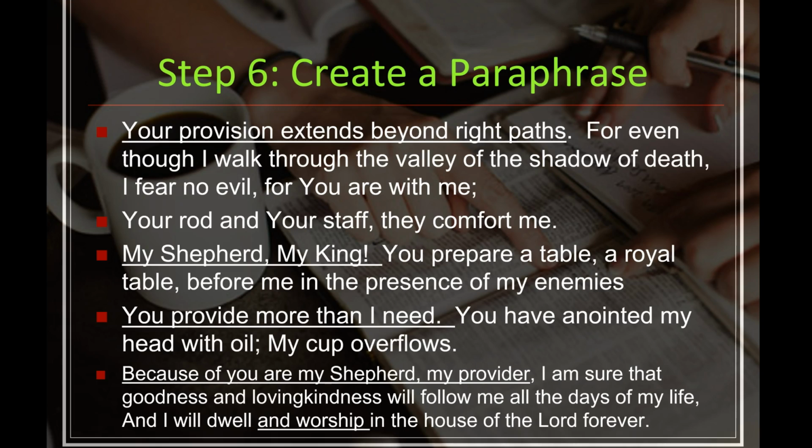"Your provision extends beyond right paths, for even though I walk through the valley of the shadow of death, I fear no evil, for you are with me. Your rod and your staff, they comfort me. My shepherd, my king, you prepare a table, a royal table, before me in the presence of my enemies. You provide more than I need. You have anointed my head with oil, my cup overflows.